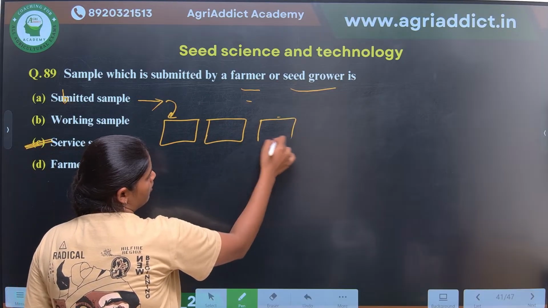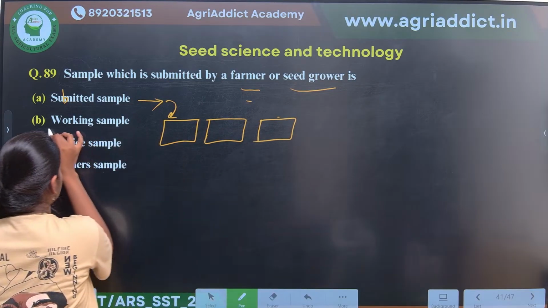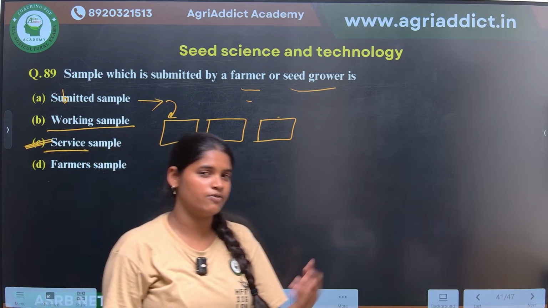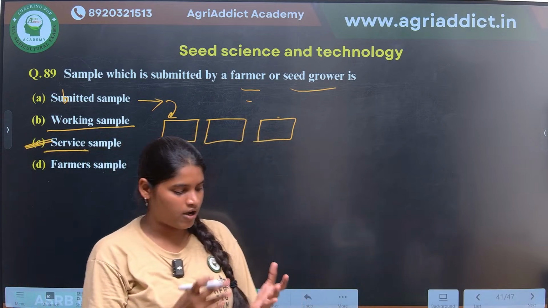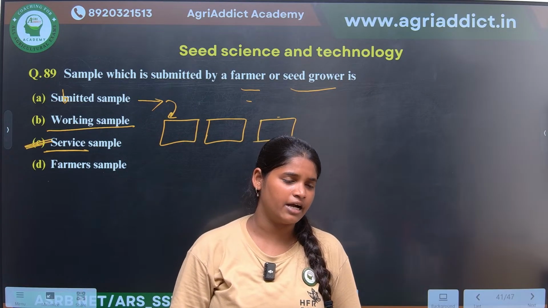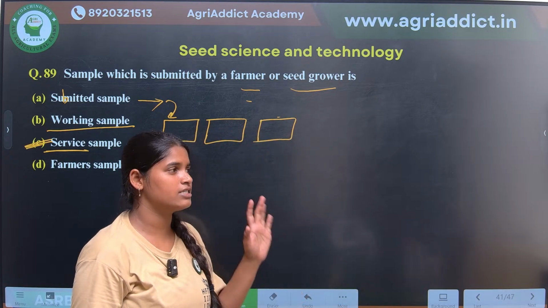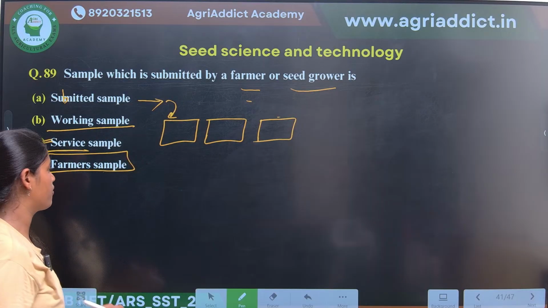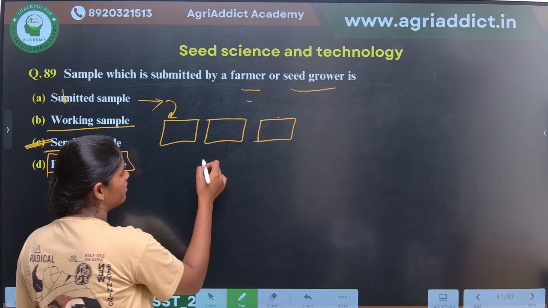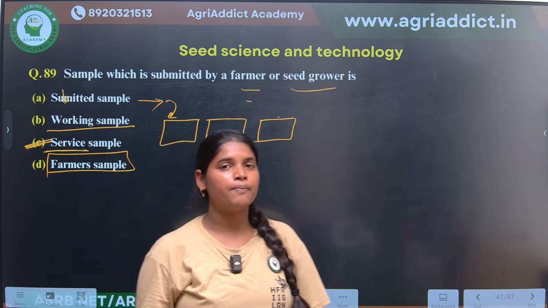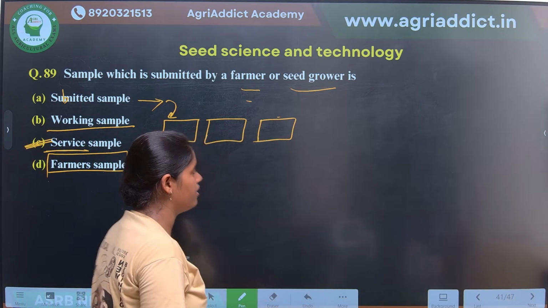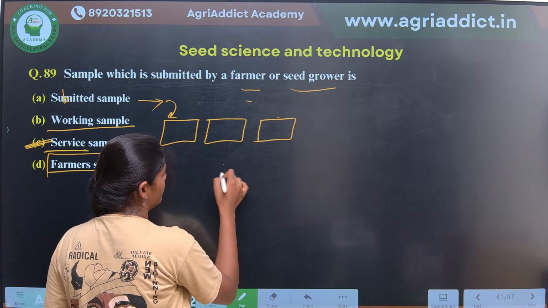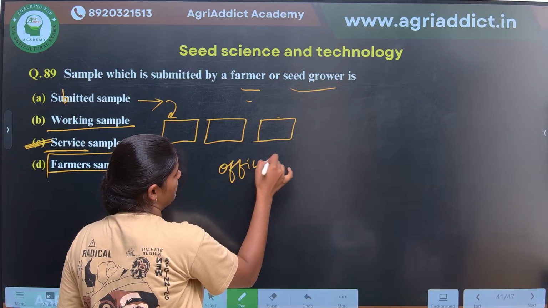From the submitted sample, they are obtaining a working sample. It may be different for different types of tests, that is the working sample. And this is a service sample, whichever is submitted by farmers or any commercial seed companies or any seed growers. We don't have any farmer sample provision. And whatever sample is submitted by the seed certification officer, who is doing seed sampling and submitting for analysis, that is called official sample. Remember this.